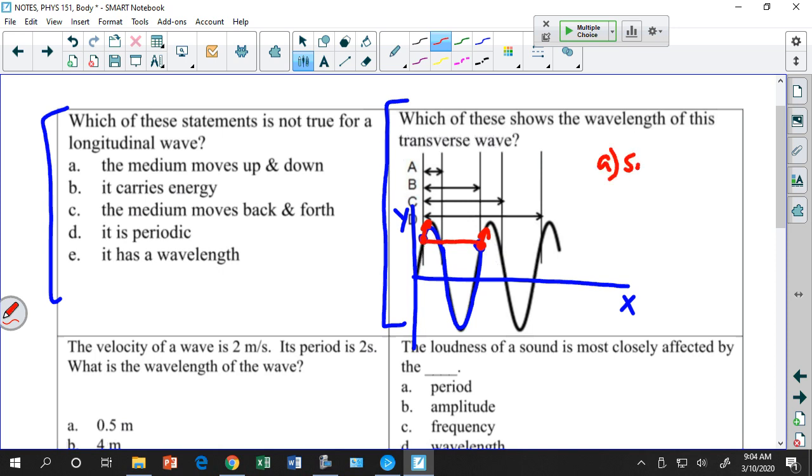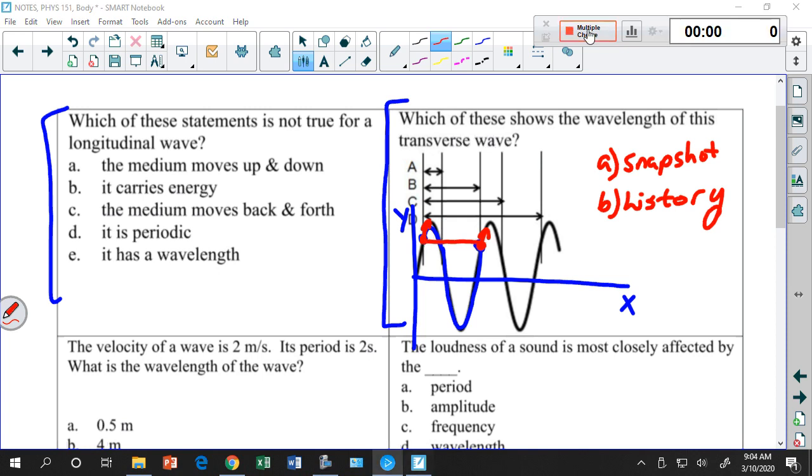Is this a snapshot, or is this a history graph of a wave? Is it a snapshot of a wave, or is it a history graph of a wave? Snapshot or history? Oh, come on, y'all are evenly split. Ask around, ask your neighbors what they put. This is a y versus x, shows the y position versus the x position. Ask your neighbor what they put, okay?